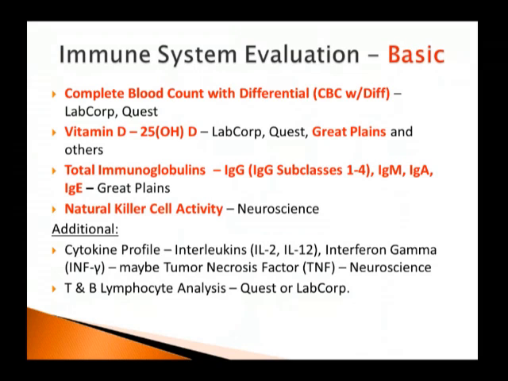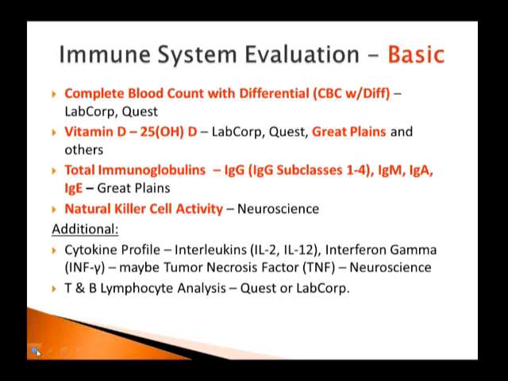It's a good idea to look at vitamin D levels. Great Plains actually has a vitamin D test. Total immunoglobulins, again, the IgG, the IgM, the IgA. Great Plains has a panel called an immune deficiency panel. The natural killer cell activity sometimes is hard to get. It is part of a panel that can many times be done by Quest or LabCorp. A lab called Neuroscience actually has a separate test kit for that.